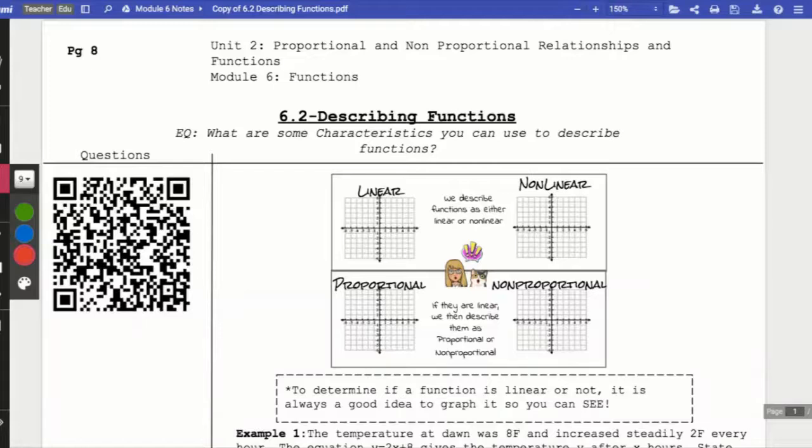Okay, so today we're going to be learning how to describe functions. We did a really good job earlier this week identifying functions and determining whether or not they were functions. And so today we're going to describe functions. The essential question is, what are some characteristics you can use to describe functions?